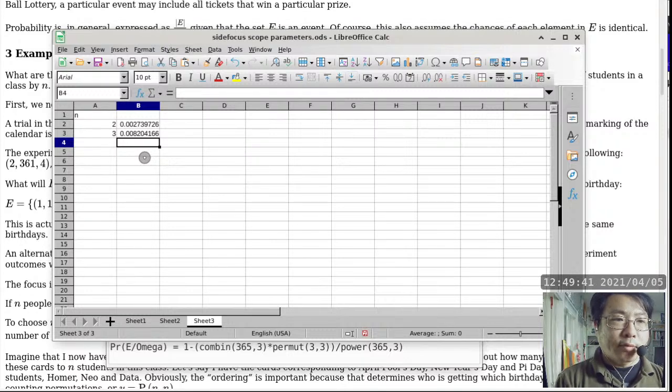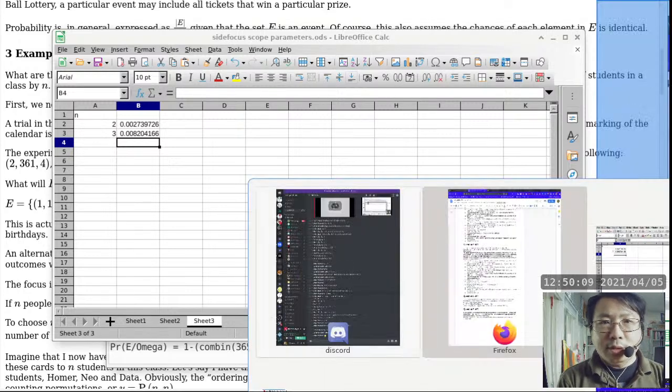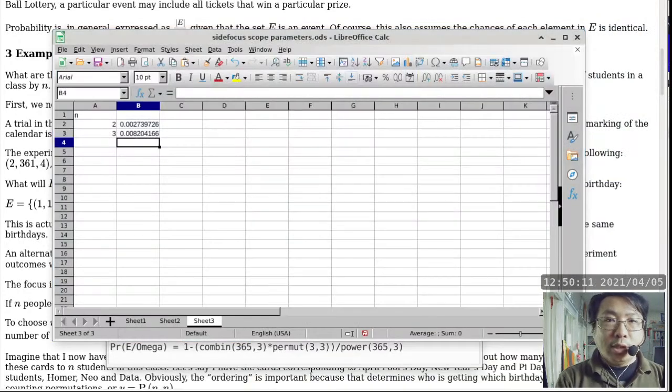When we have a class of 3, the chances of at least 2 people sharing the same birth date is increased, but just a little bit. Does that make sense? Kind of intuitively, does it make sense? Maybe. All right, cool. Excellent.